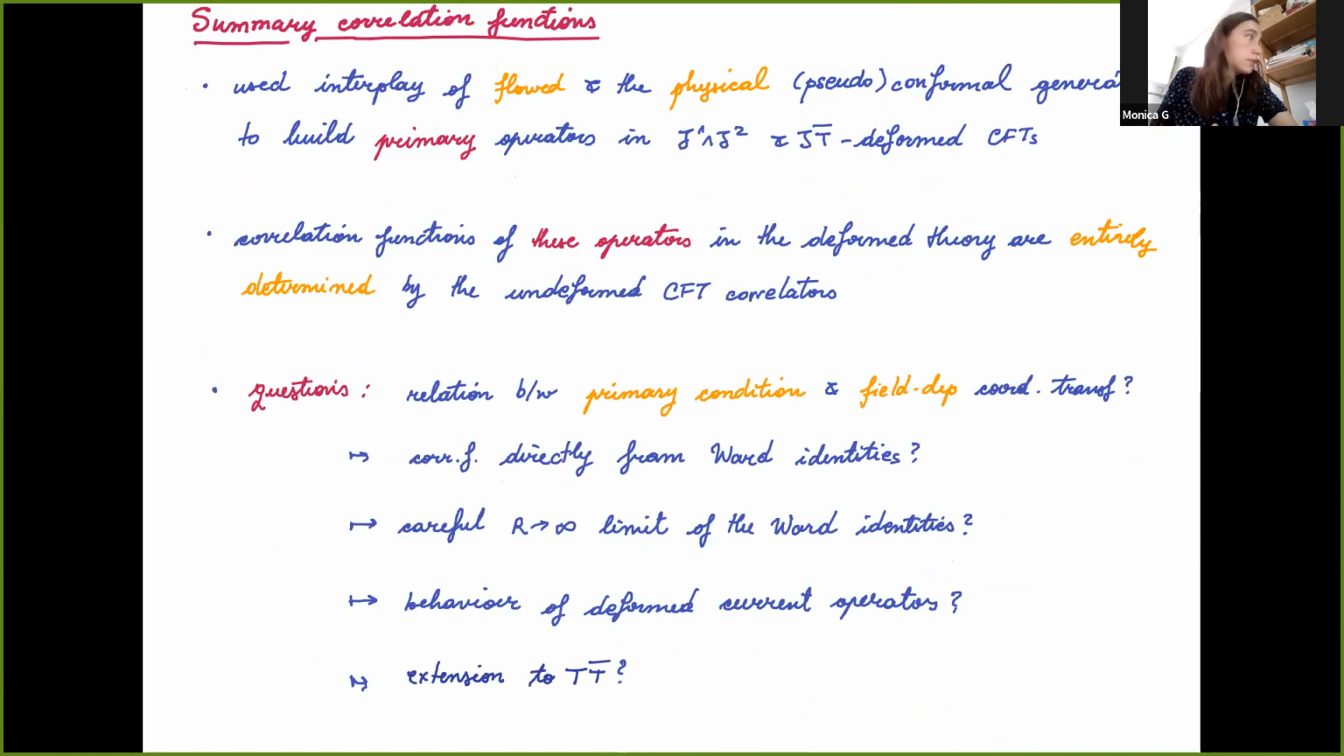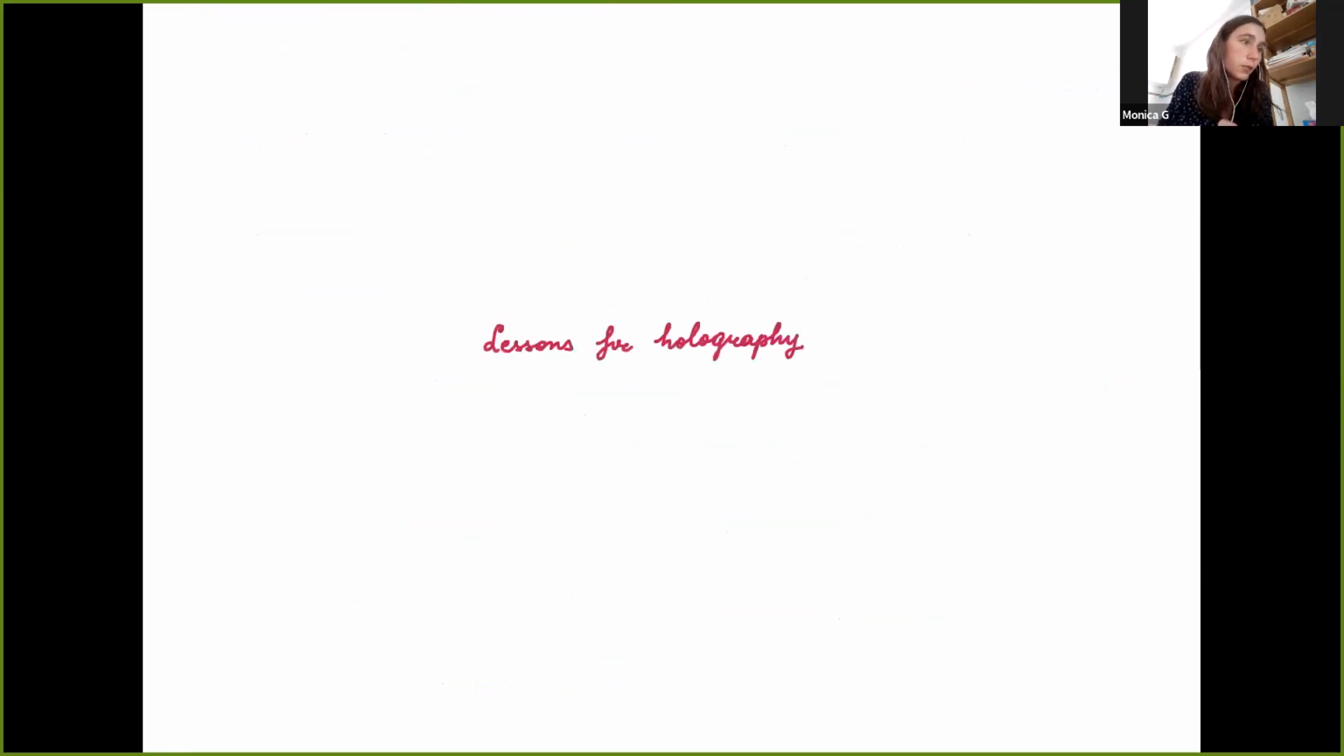Okay, I'm way over time, so this is just recapitulating what I did. The correlation functions are entirely fixed. There are a lot of things to still understand, because all of this was in momentum space, but the field-dependent coordinate transformation was in position space, and it would be nice to understand better how that plays out, and a lot of other interesting questions. Lessons for holography.